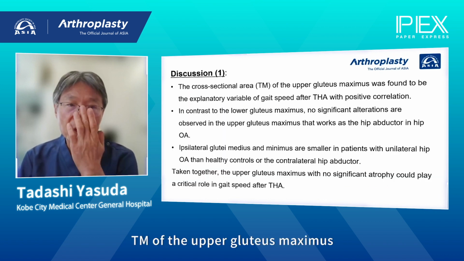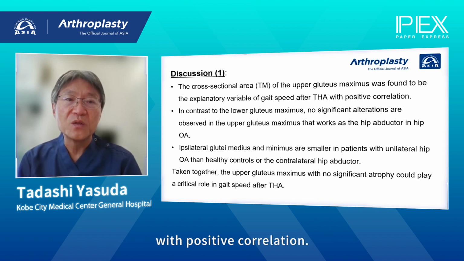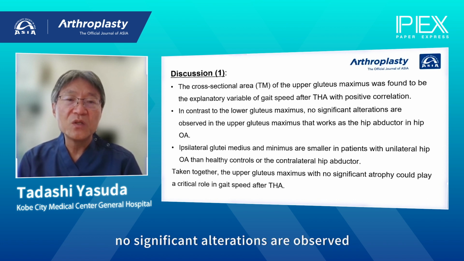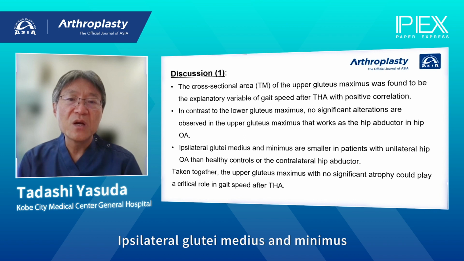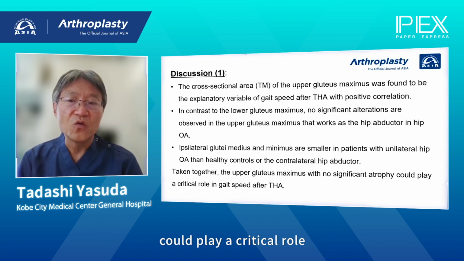TM of the upper gluteus maximus was found to be an explanatory variable of gait speed after THA with positive correlation. In contrast to the lower gluteus maximus, no significant alterations are observed in the upper gluteus maximus, which works as a hip abductor, in hip OA. Ipsilateral gluteus medius and minimus are smaller in patients with unilateral hip OA than in healthy controls or the contralateral hip abductor. Taken together, the upper gluteus maximus with no significant atrophy could play a critical role in gait speed after THA.